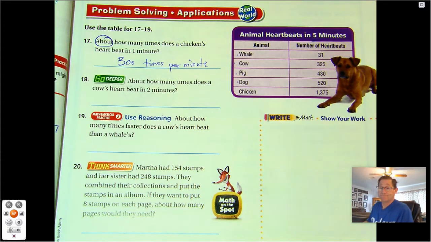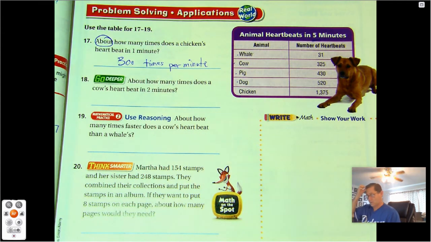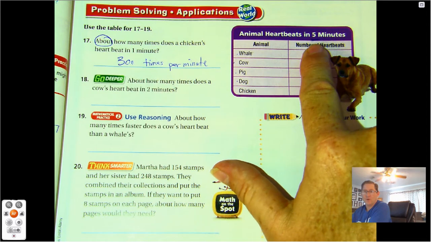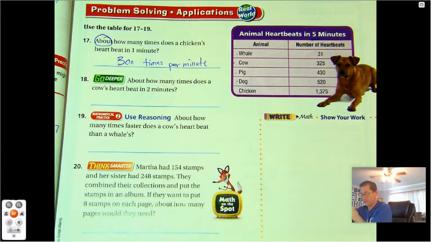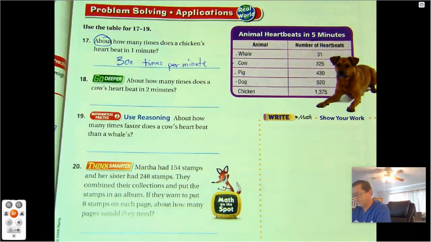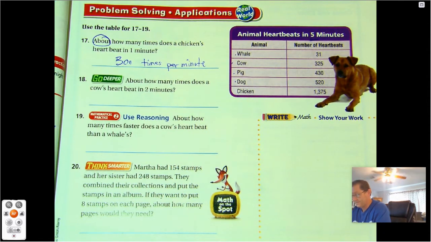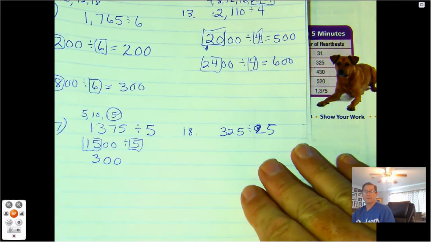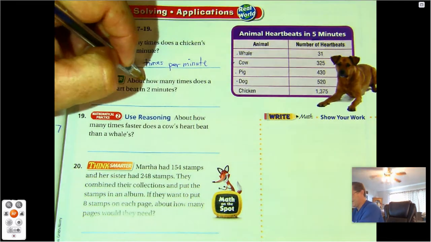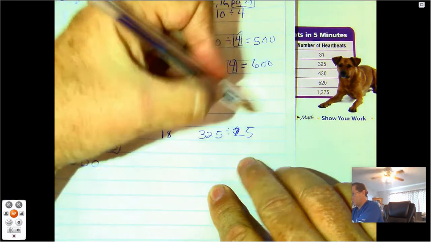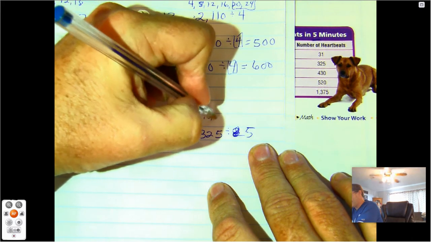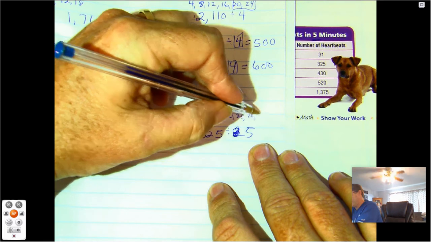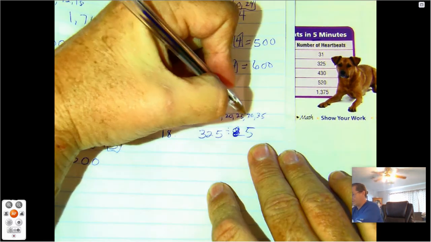About how many times does a cow's heart beat in 2 minutes? Okay, well, this table doesn't help me with that. It says 5 minutes. So I need to figure out the cow's beat per minute first. So we're going to have 325 divided by 5. And again, the key word there says about. So my multiples of 5, I'm going to say 5, 10, 15, 20, 25, 30, 35. So 30 is the closer one.